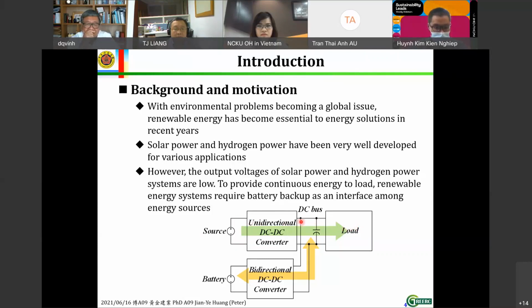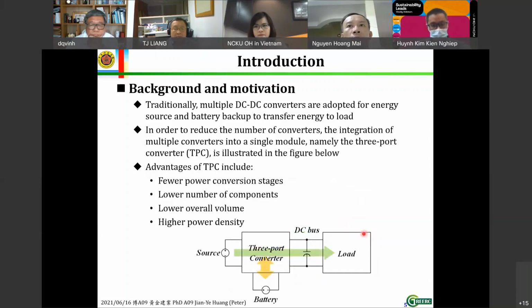However, the output voltages of the solar power and hydrogen power systems are low. So in order to provide continuous energy to the load, the renewable energy requires a battery backup as an interface among the energy sources. So this is a combination of the unidirectional DC to DC converter and bidirectional DC to DC converter in order to transfer energy to the load. We can see that traditionally, multiple DC to DC converters are adopted to transfer energy to the load.